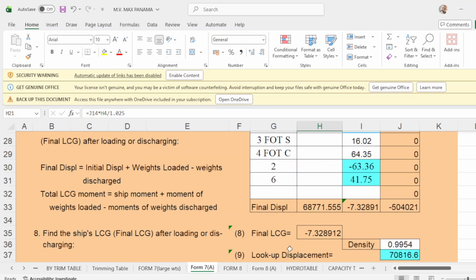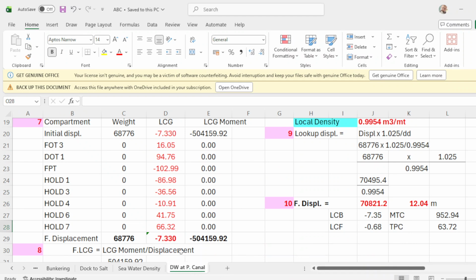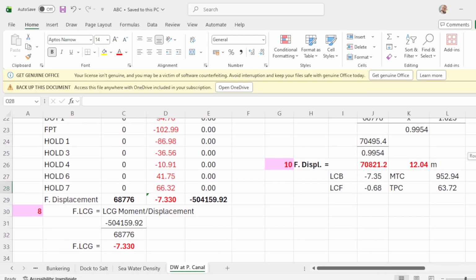And number 8 will be your final LCG, which is 7.3283289912. If you round off this one, this would be 7.33. Okay, which is this one, 7.33. There you go, 7.33. See, your final LCG. So we go to number 9.